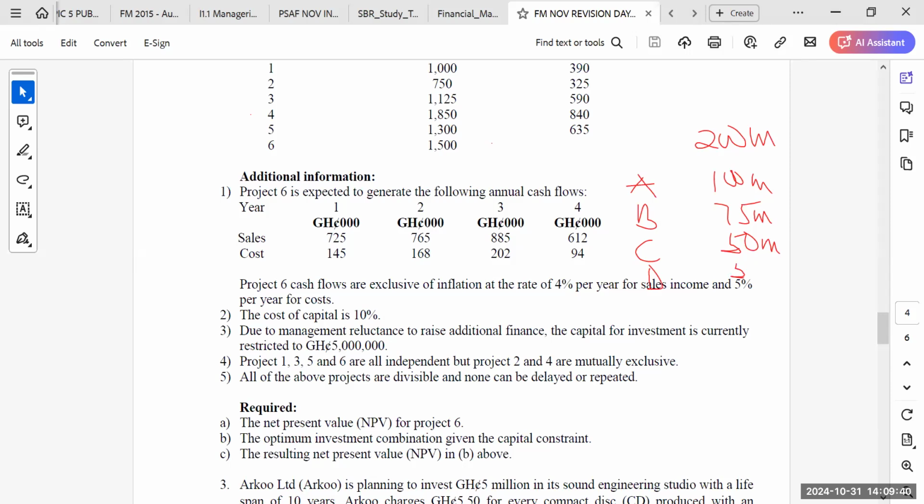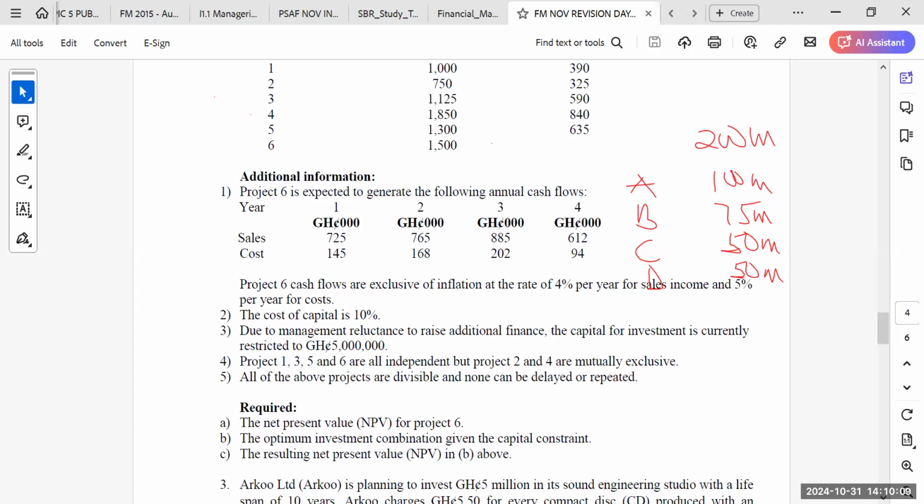The question will tell you that these projects are not divisible. It means that you cannot undertake parts. But if they say the projects are divisible, you use the profitability index. You look for the percentage of return that each of these projects will give you, then we rank them based on the percentage of return. But if they say the projects are not divisible, you pick them based on the possible NPV those projects are giving you.